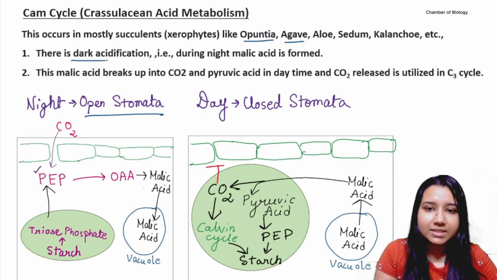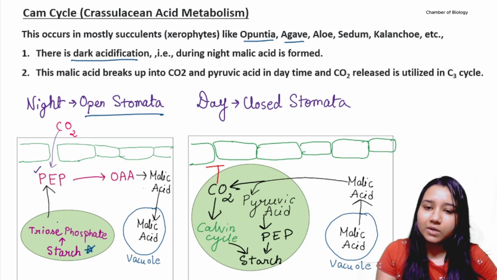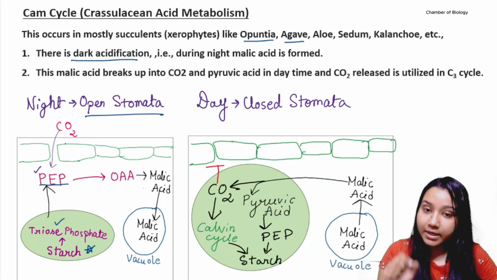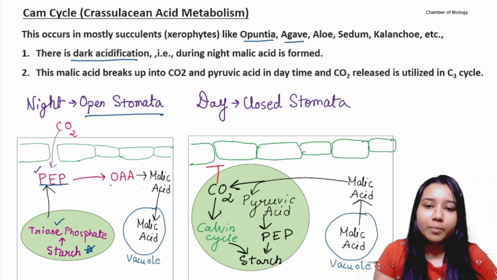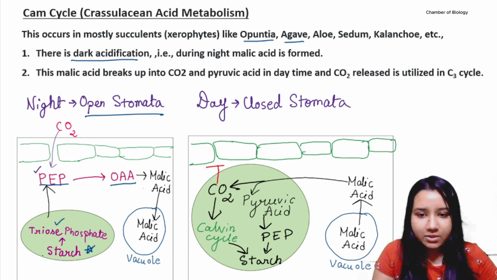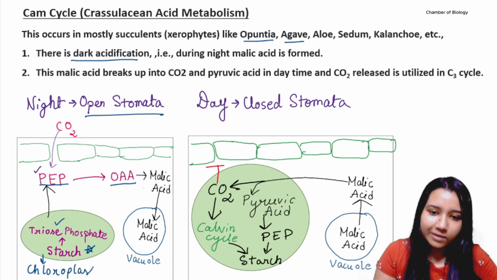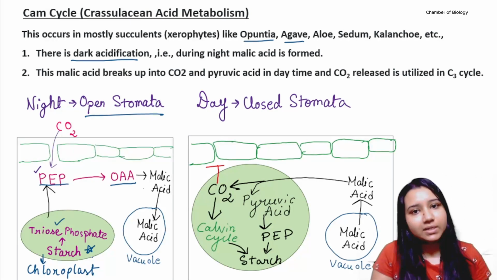Now we will see dark acidification. How is it taking place? Because we will see there is going to be formation of malic acid. During the daytime, the starch that is produced is going to break down and form triose 3-phosphate. It is going to form phosphoenol pyruvate, and phosphoenol pyruvate along with the carbon dioxide which is entering during the night time is going to form oxaloacetic acid. It is going to form malic acid. The malic acid is going to be stored in the vacuole during the night time. And students, the starch is present in the chloroplast. This is the chloroplast, just to give you an idea. Now, the malic acid is present inside the vacuole.